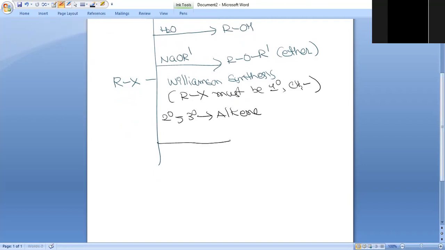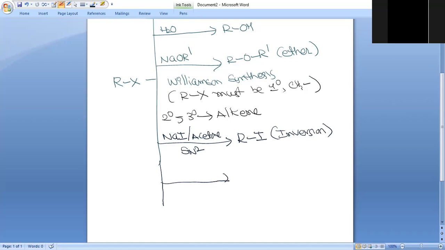So this is the Williamson synthesis case. Now we are treating with sodium iodide, meaning I minus is the nucleophile. Generally sodium iodide in acetone is used. That is the Finkelstein reaction, where R-I is formed. Mostly it follows the SN2 mechanism, and you will get the inversion product.